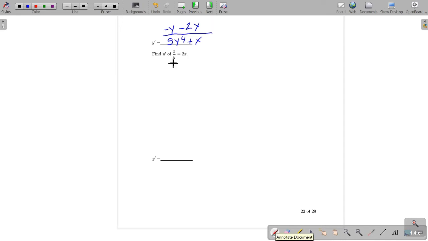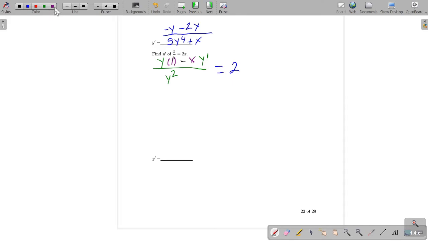So let's start. This is the quotient rule. So let's do y squared, that would be y. Derivative of the top is 1. Then we're going to have minus x y prime equals 2.